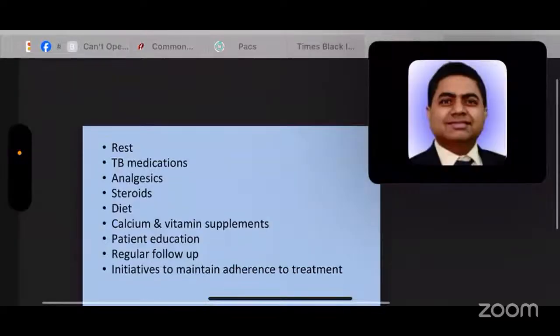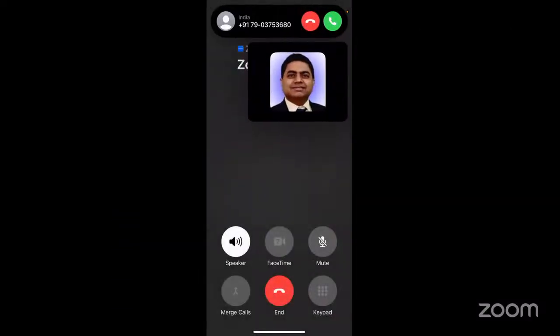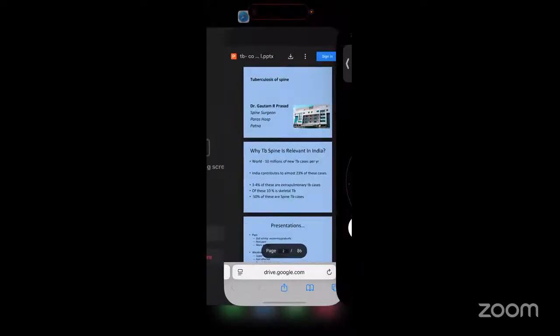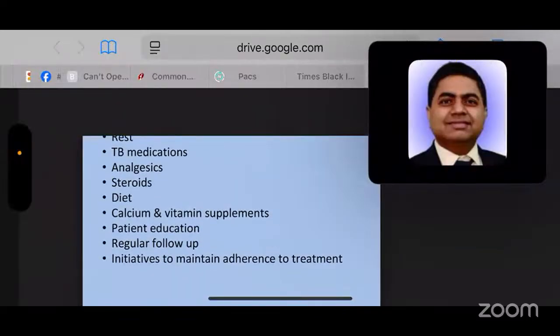So when we talk about non-surgical management, the management includes complete bed rest for a period of 3 to 6 weeks, depending on the condition of the patient. Another important factor is TB medication. Now, remember, there are first line drugs and second line drugs. We will see that eventually. Then analgesics, and steroids, if and when needed.